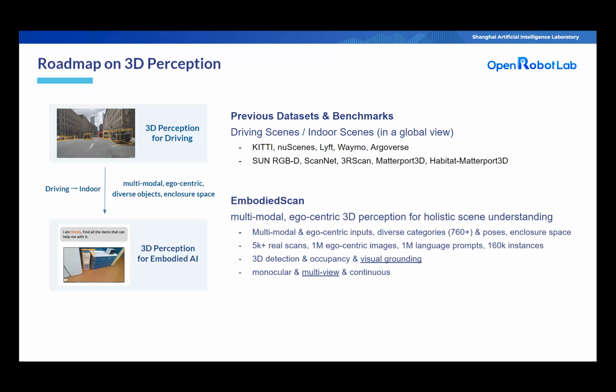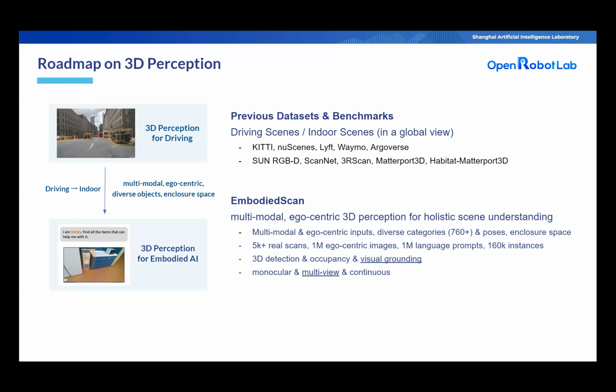And now transferring from autonomous driving to indoor embodied AI. As we all know, it asks for learning from interaction. The embodied AI needs more multimodal, egocentric 3D perception for holistic scene understanding in enclosed spaces. So we established EmbodiedScan, which is collected from the previous raw data in ScanNet, 3RScan, Matterport3D, and then annotated over 1 million language prompts and 160,000 instances with oriented poses.